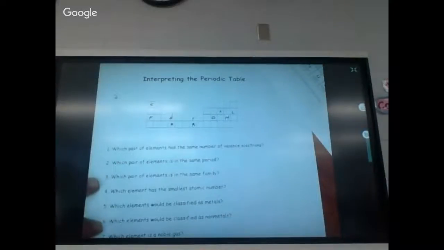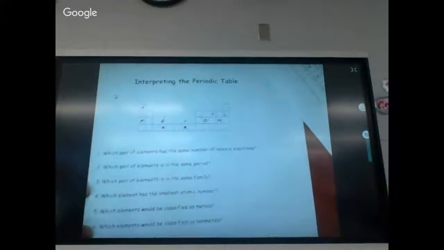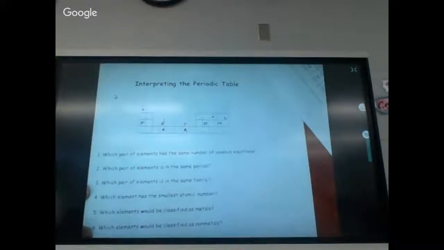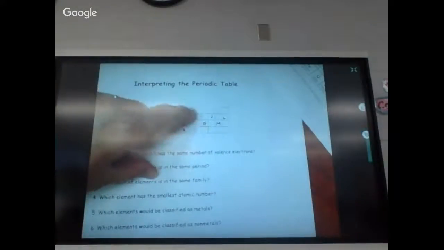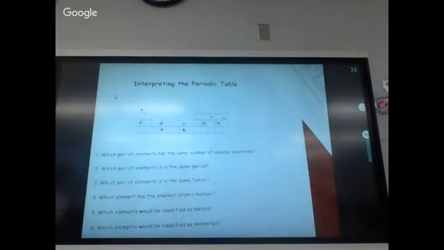All right. Which elements then would be non-metals? J, M, and L. Why not O? Because it's on the staircase. It's on the staircase. All right. Several of you told me the non-metals were on the stairs, or the metalloids were to the right of the stairs. Where are the metalloids? Metalloids are where? On the staircase. On the staircase. The non-metals are where? To the right of the staircase.